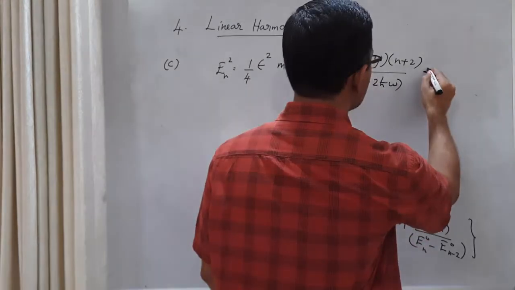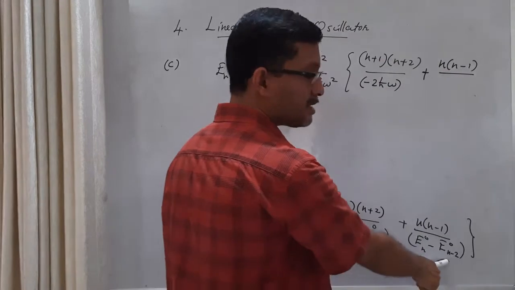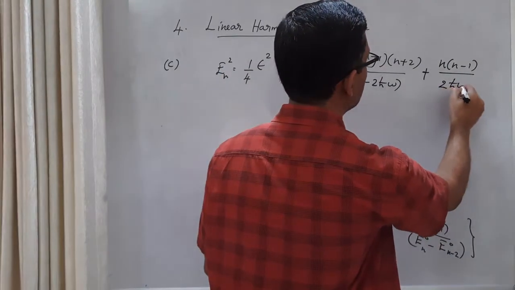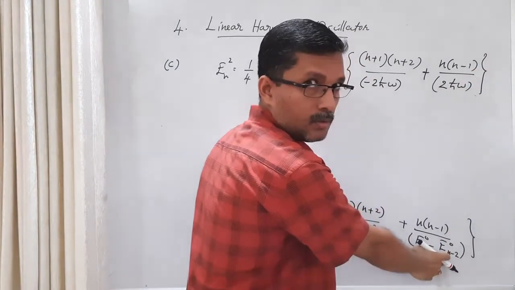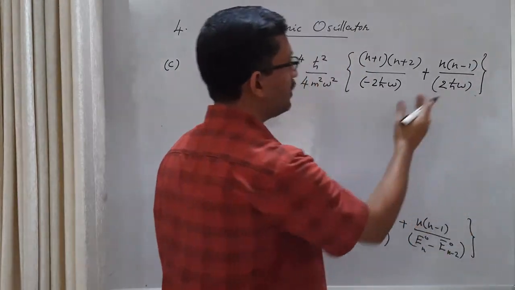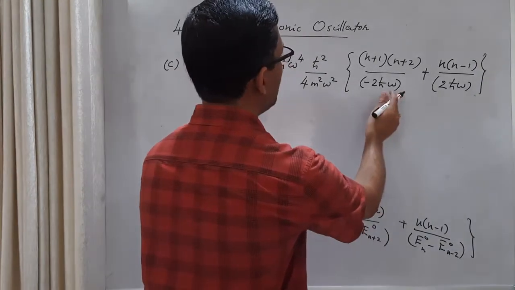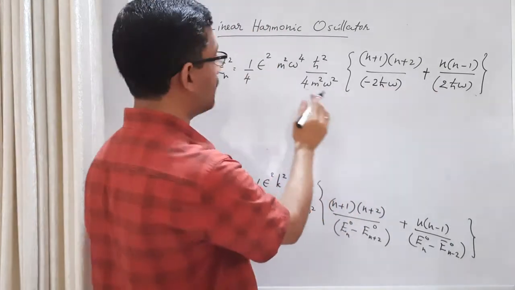Plus n into n minus 1 divided by En minus 2. This will be 2h cross omega. This is the nth state, this is 2 states below. This is higher, this is lower. So we have 2h cross omega. So here we have minus 2h cross omega and plus 2h cross omega here, so I can take a 2h cross omega outside.